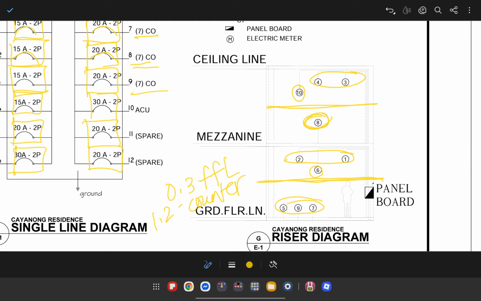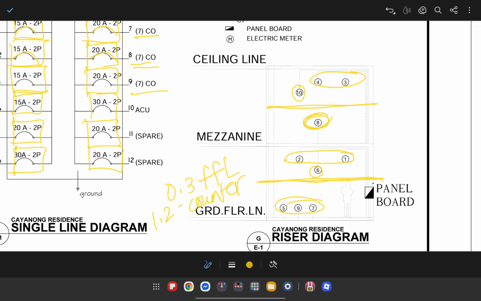So of course it's expected that most of the lighting fixtures are located on the ceiling, so it is on the upper half of each story. Now we did not include 11 and 12, because if you remember, 11 and 12 are spare circuits. They don't necessarily have a location just yet. So again, it's for future expansion, just in case there will be changes necessary. So you don't have to include that here.